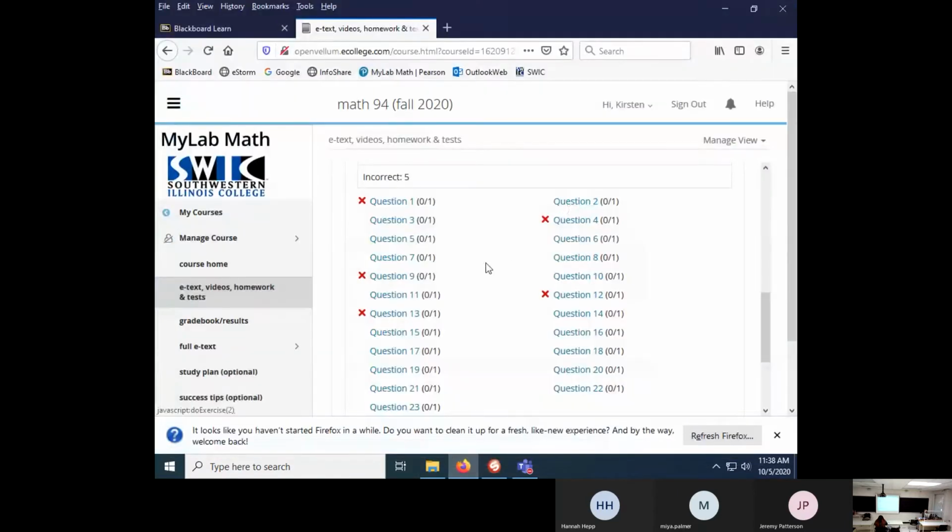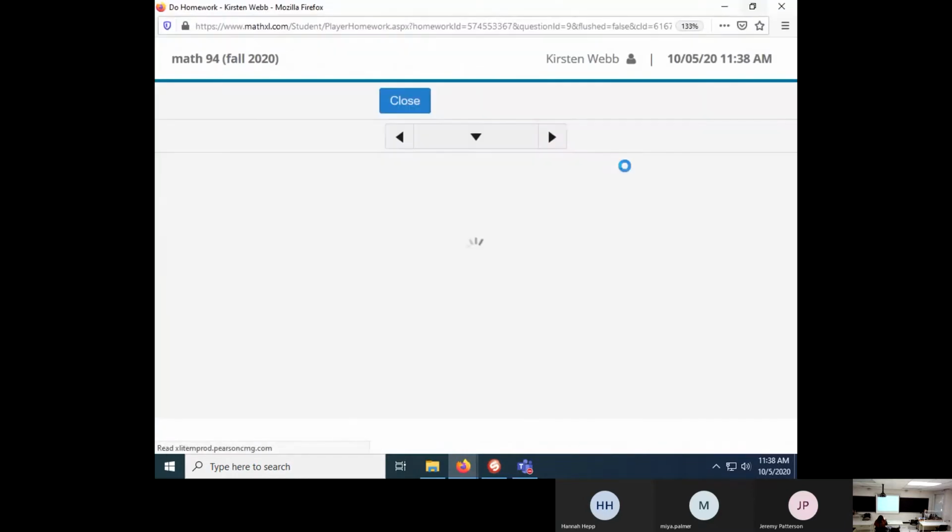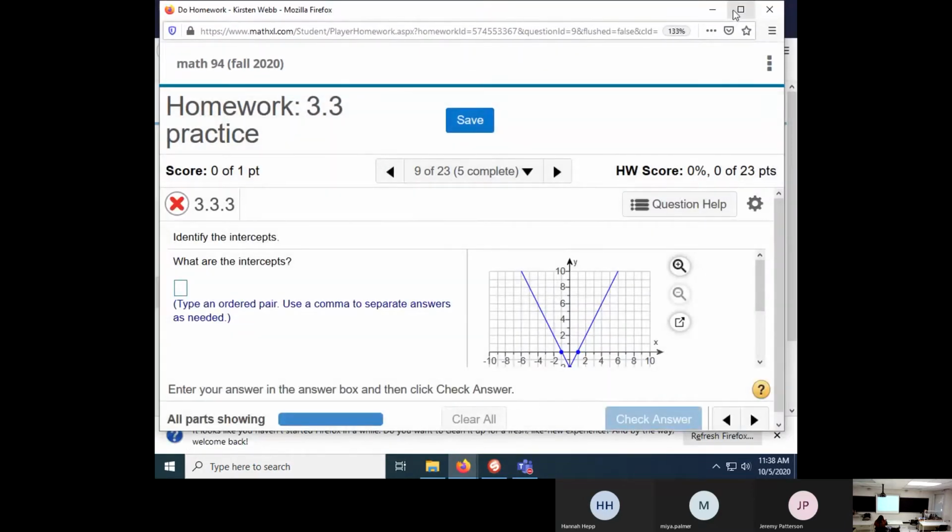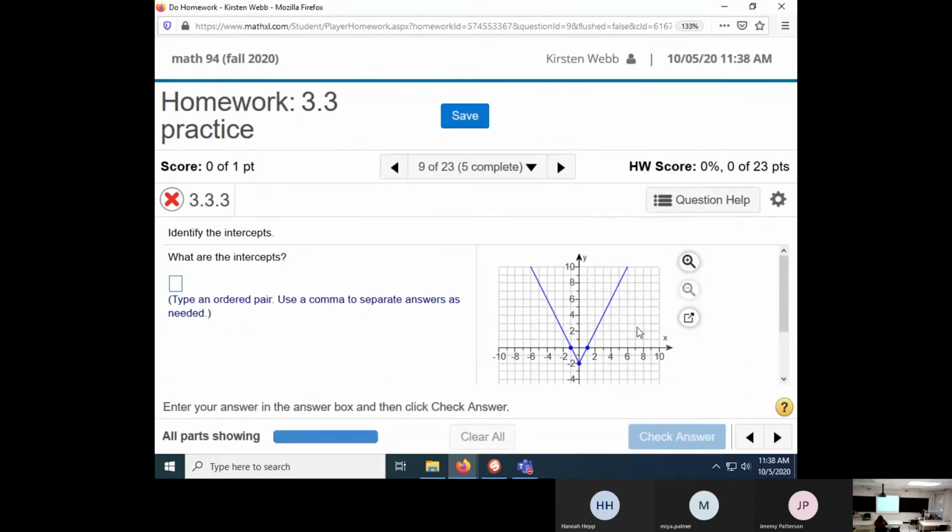Let's peek at a homework question. Make sure we're ready for number 9 on the 3.3 practice. So here's another strange shape, not a line this time, but more of a V. It happens to be the graph of an absolute value. Notice they want us to identify the intercepts, type them as ordered pairs, and use a comma to separate our answers.